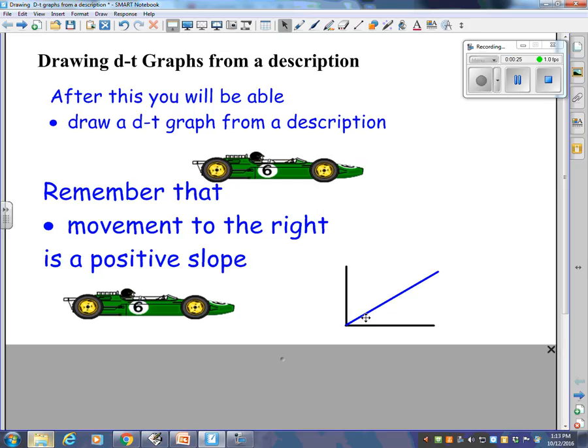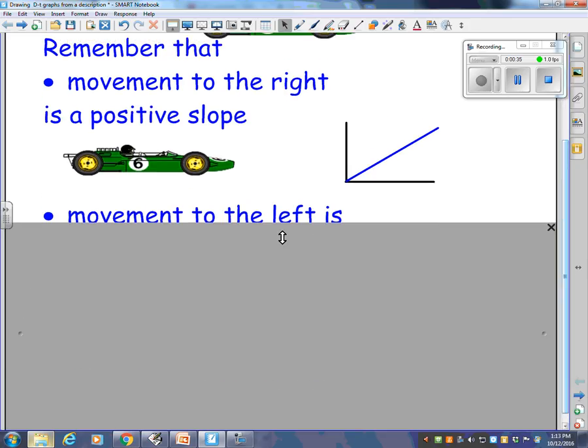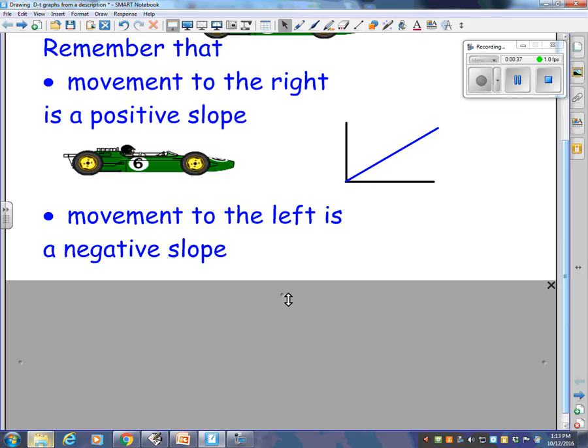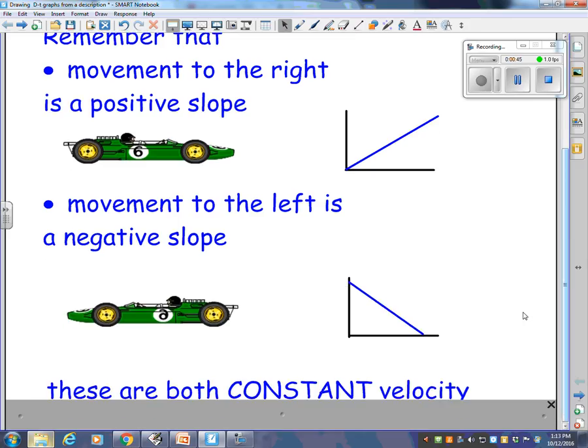Adam, how would you describe the graph? Curved or straight? Pretty straight. What does that mean? Linear. Linear relationship, that's true. In terms of the speed, though? Constant. Raston's got it, and a few others I heard too. Movement to the left is a negative. These are both constant velocity.